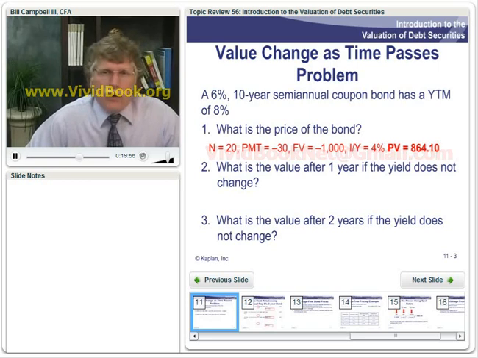Here we go. What's the price of the bond? N is 20. 20 periods. Payment, $30. Future value, $1,000. Notice the payment is negative and the future value is negative.